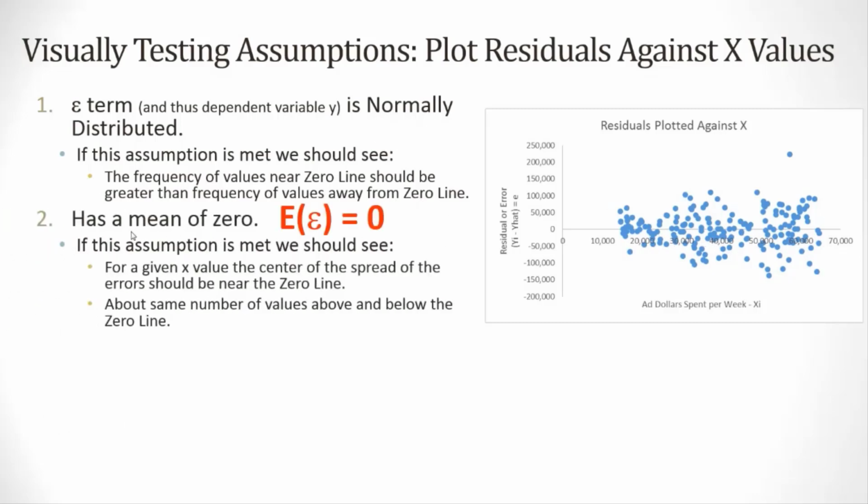The next assumption, that the expected value of our epsilon error is 0, well, that can be visually checked out if, again, we have most of the markers right along the line, and then there's a bunch above and below. If we took the average at any particular point, it should be right on the line.